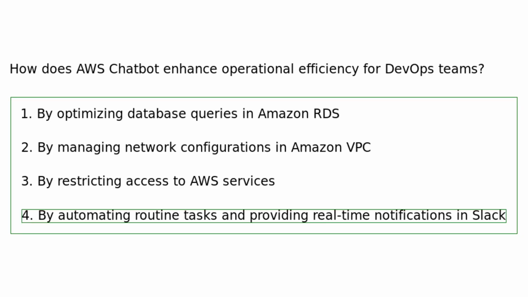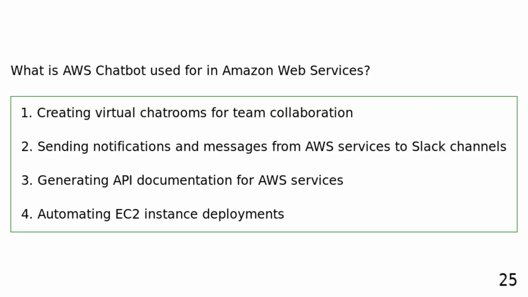AWS Chatbot enhances operational efficiency for DevOps teams by automating routine tasks and providing real-time notifications in Slack, allowing teams to focus on strategic priorities and collaborate more effectively. What is AWS Chatbot used for in Amazon Web Services?